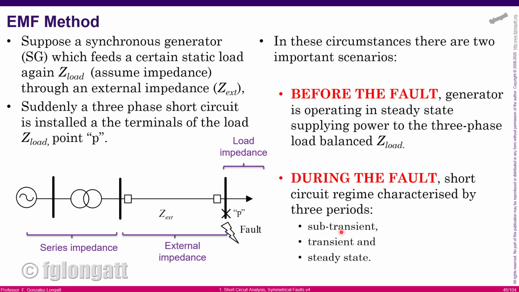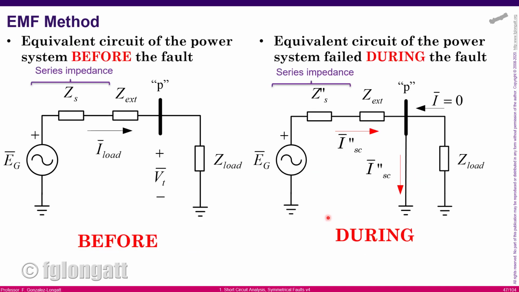During the short circuit, we have three different scenarios. We have at the very beginning the subtransient response, then we have the transient response, and finally we have the steady state, okay? From here on, when I study any kind of three-phase short circuit, I will be referring to the highest magnitude of short circuit currents that is happening during the subtransient period. Okay.